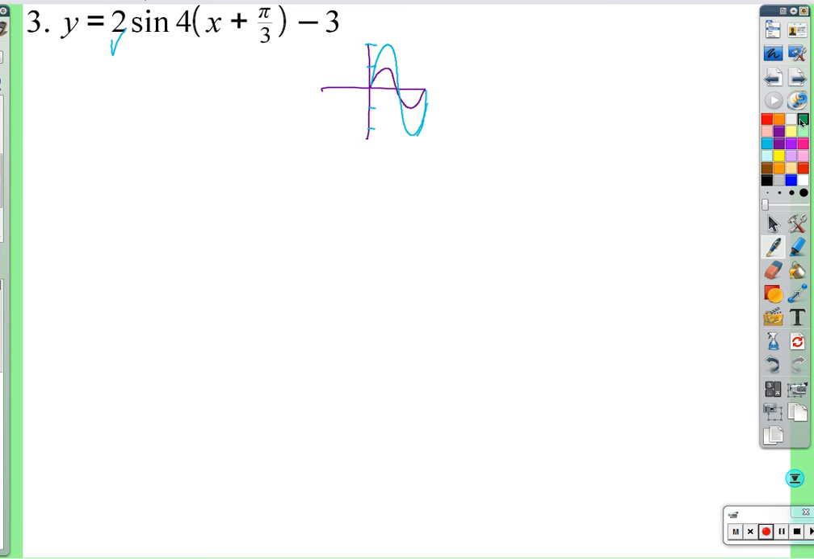What's next? Negative 3. What's this doing? It's moving to the right. No, it's moving it up and down. Down 3. Keep getting that and then up with 3. Mix it up. 1, 2, and 3. So the midline is now down here at 3.